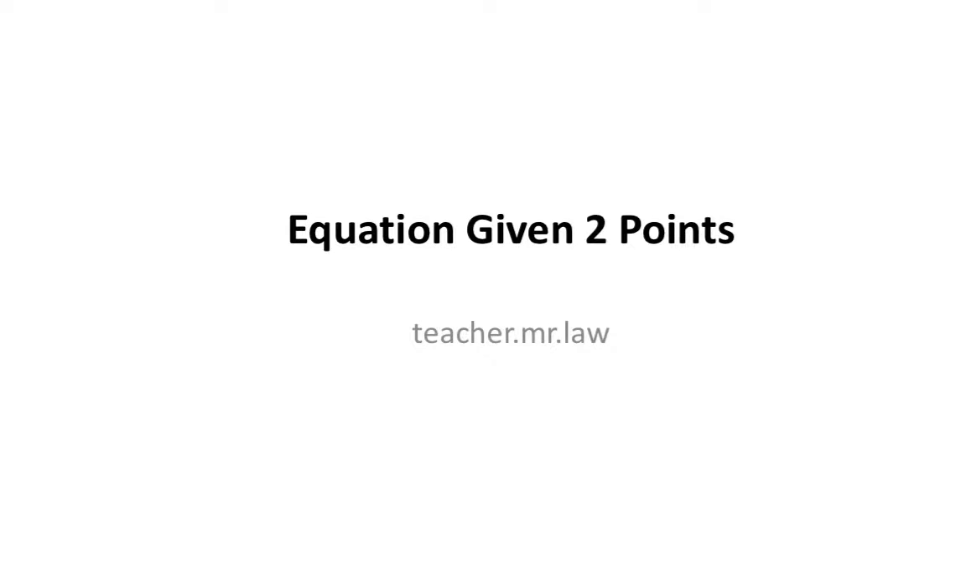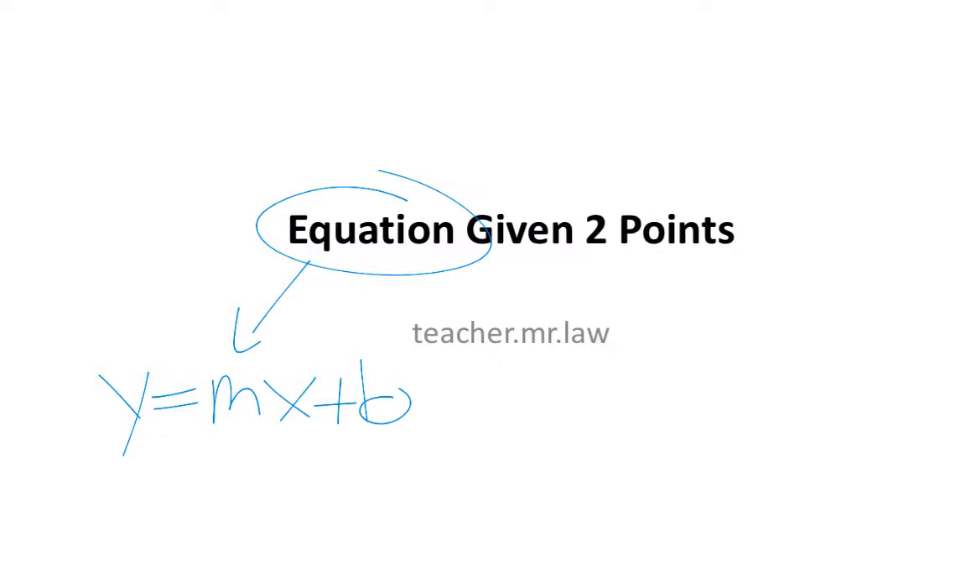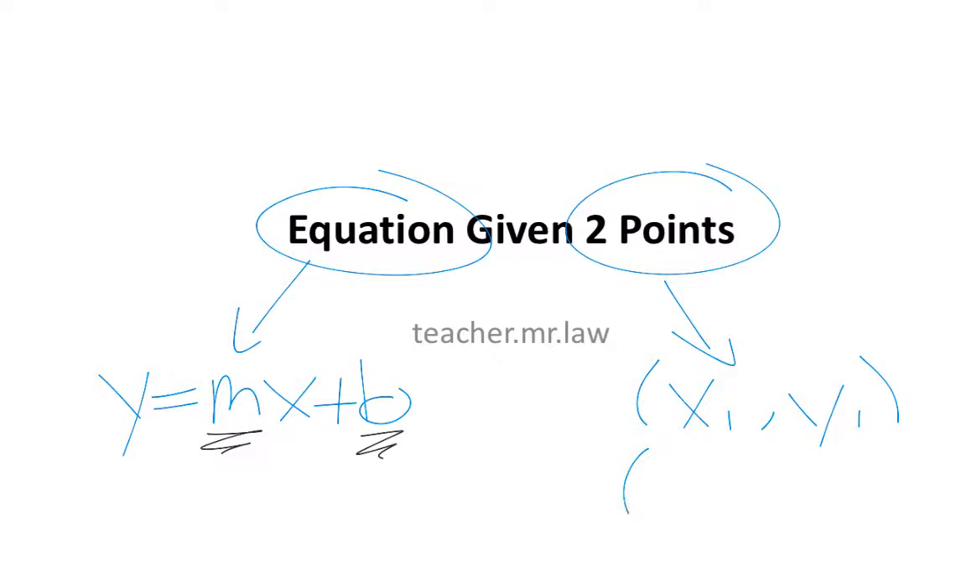In today's lesson, we'll be learning how to determine the equation of a line given 2 points. If you recall, the equation of a line in slope-intercept form is y equals mx plus b, where m represents the slope, b represents the y-intercept, and x and y represent any point on the line. And again, 2 points, 2 coordinates. One coordinate could be called x1, y1, whereas the other coordinate could be called x2, y2.